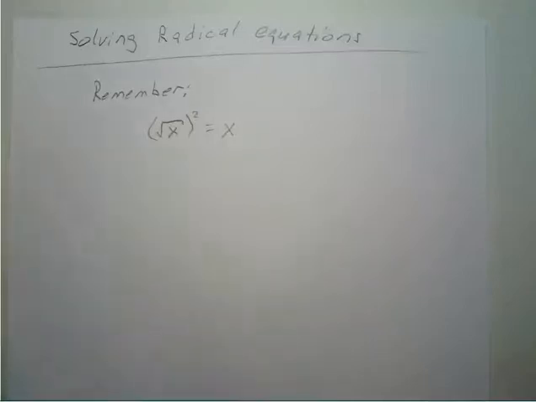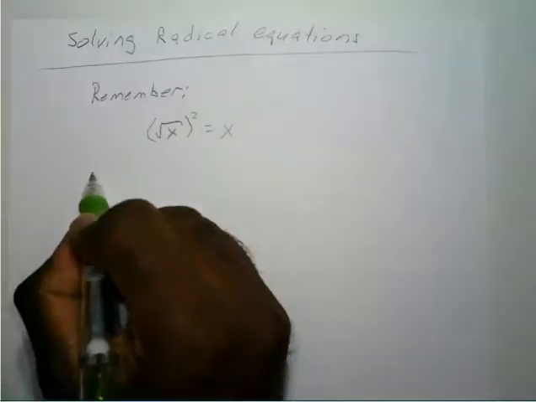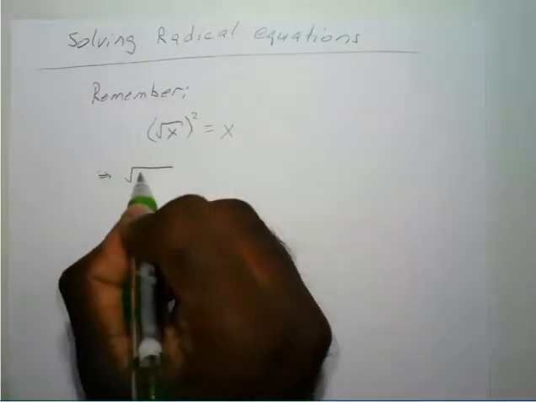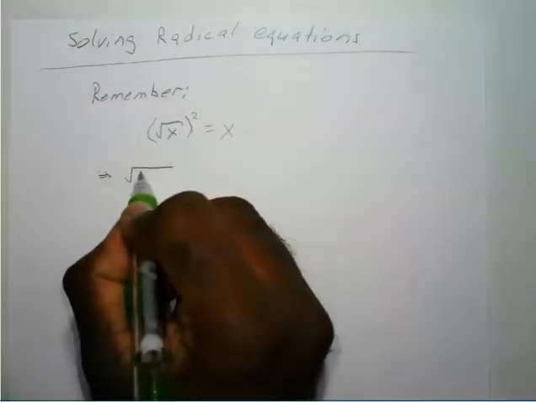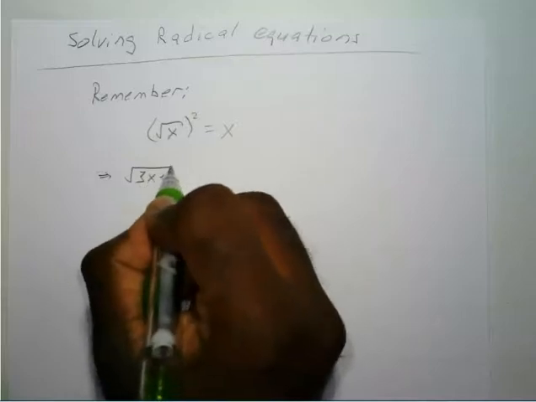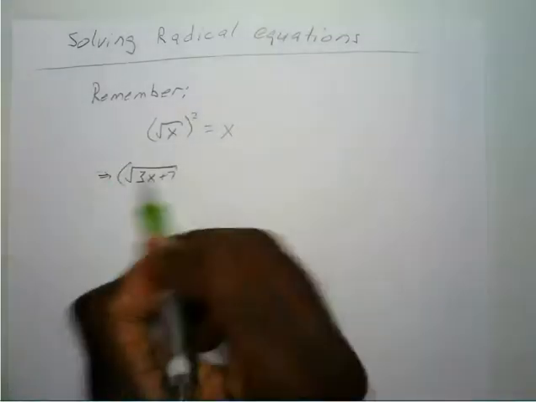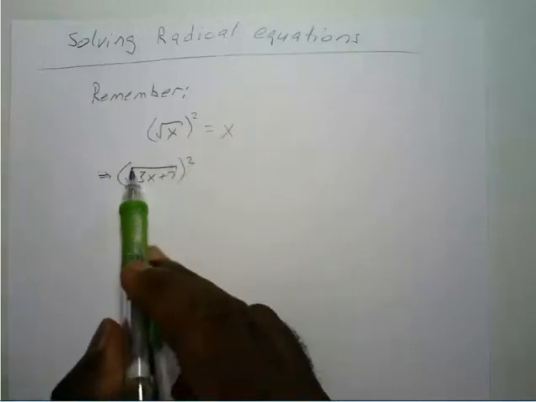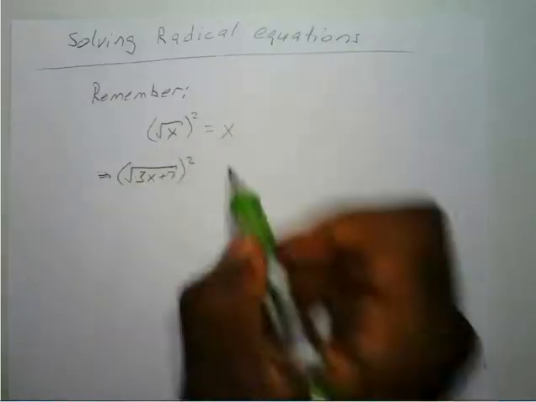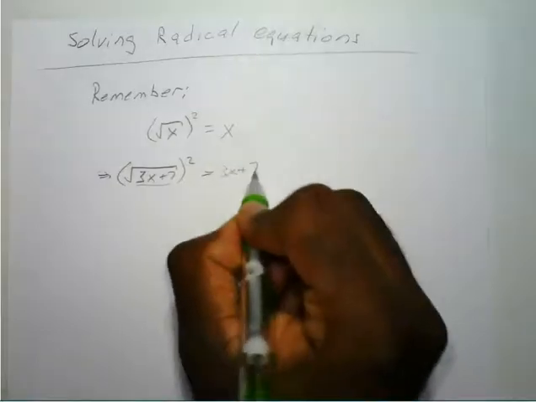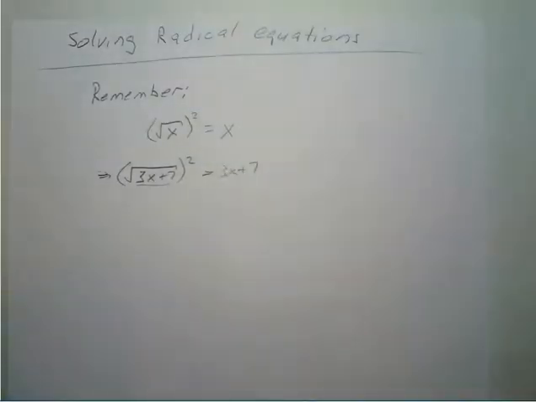So in other words, let's say another example. If you have the square root of 3x plus 7 or something like that, and you square it, the exponent and the square root cancel each other out, and you end up with just your radicand, which in this case is 3x plus 7.